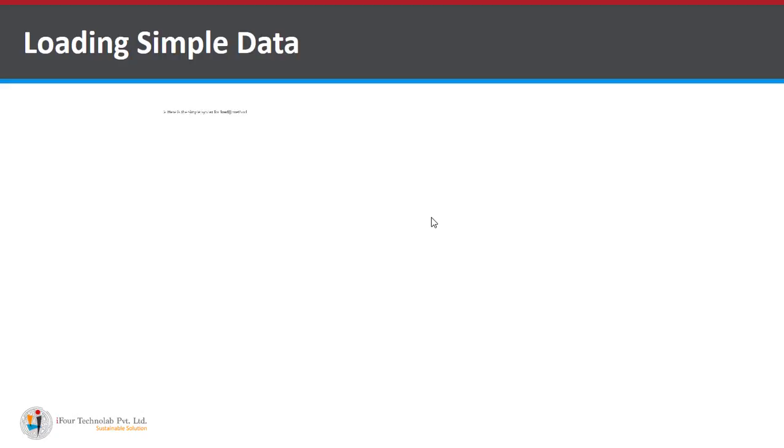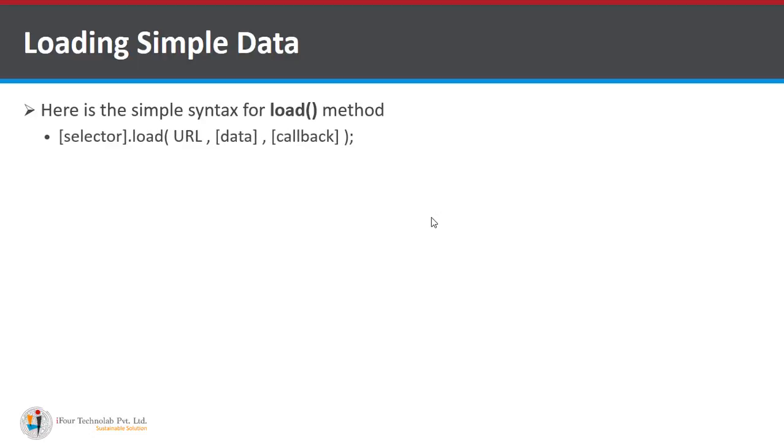Loading simple data. Here is the simple syntax for the load method: selector.load(URL, data, callback). What is URL? The URL of the server-side resource to which the request is sent. In our example, I have created a method, get current time. So here is the URL of that method.